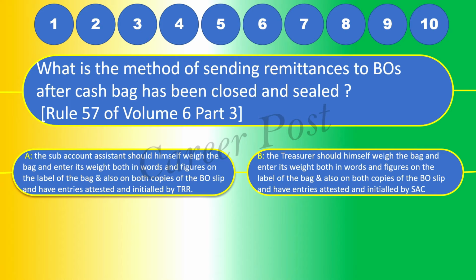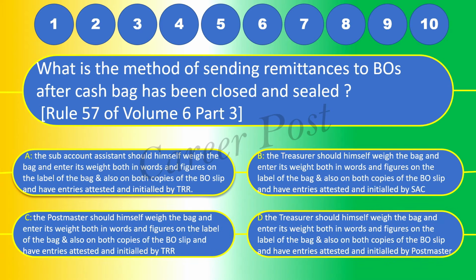Next one is, the treasurer should himself weigh the bag and enter its weight both in words and figures on the label of the bag and also on both copies of BO slip and have entries attested and initialed by the sub-account assistant. That means option B is nothing but the reversal of A. Instead of the sub-account assistant, here the treasurer is inserted. That means the treasurer has to weigh and enter the weight in words and figures, and the BO slip has to be initialed by the sub-account assistant.